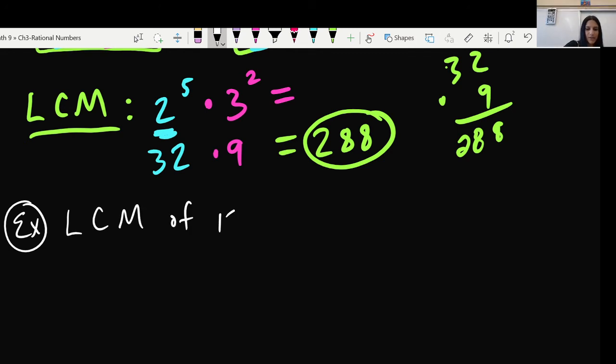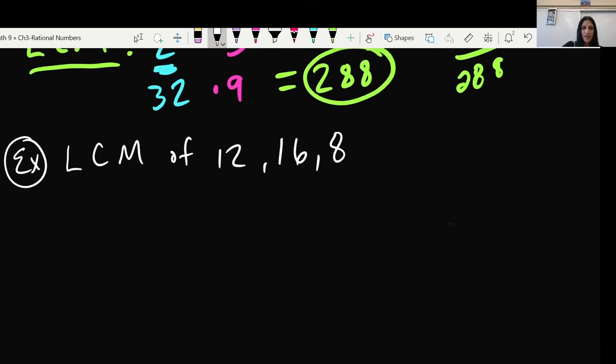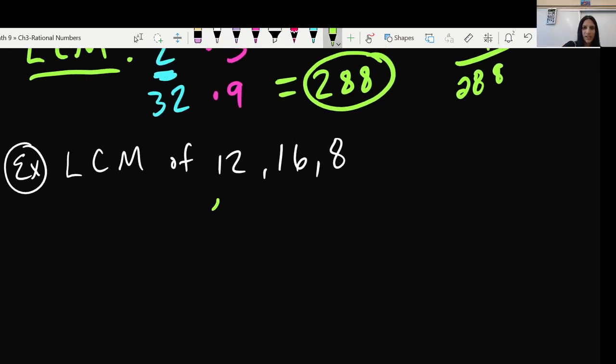The LCM of 12, 16, and 18. And so, well, maybe I'm just going to be lazy and do my factor trees here. That would be 4 times 3. That would be 2 times 2. So when I go to do my product of prime numbers, for this one I would get 2 to the 2 times 3.